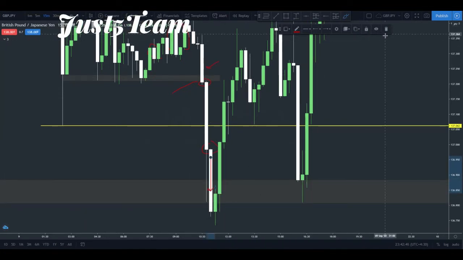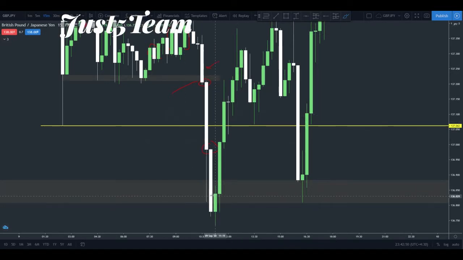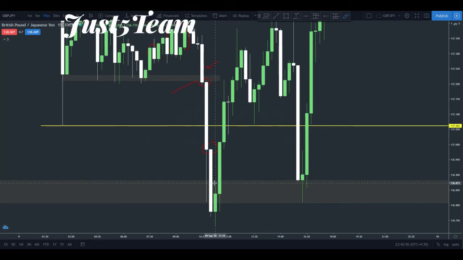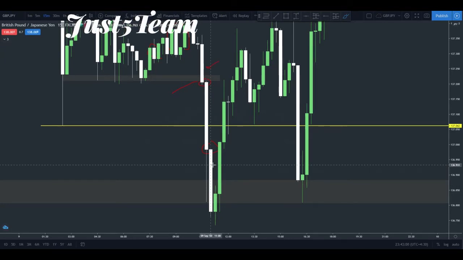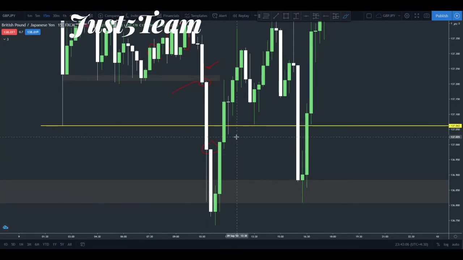And after that, we saw price come to our zone, and it was like the London session. We should know the London session will give more volatility in the market. So most of the time, if it breaks a zone, it will continue.